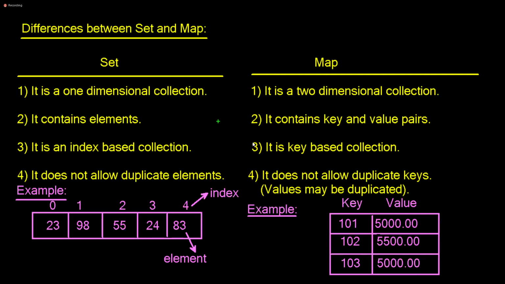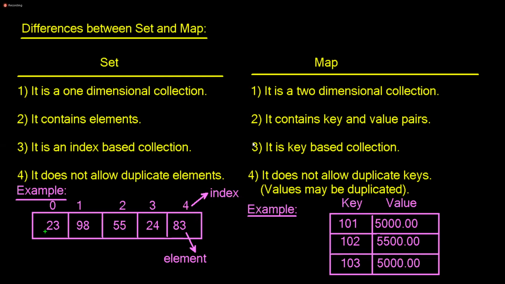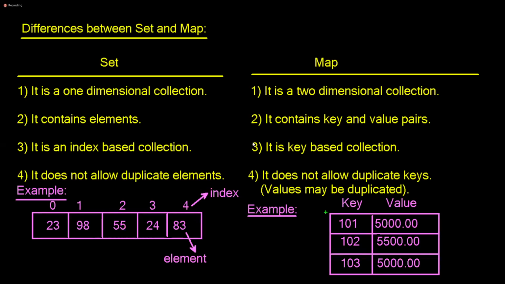Is it over? See, Set and Map differences. What I gave, see, it is a one-dimensional collection. And this is a two-dimensional collection. Here, employee numbers, salaries. It is only an example, like student marks. One-dimensional, two-dimensional.